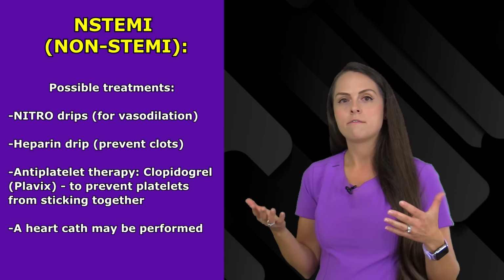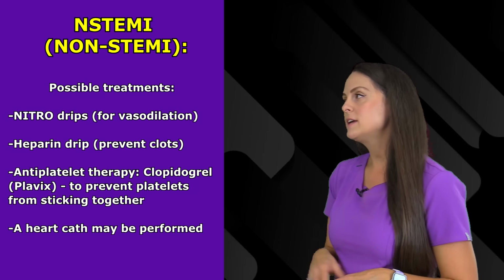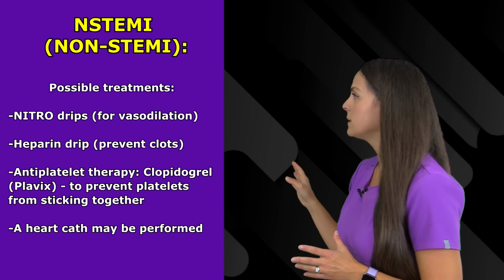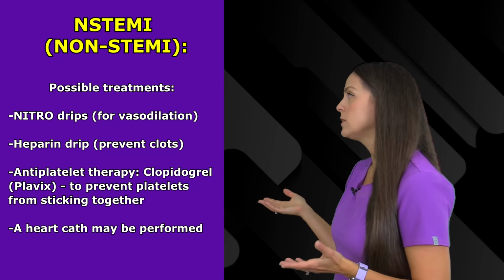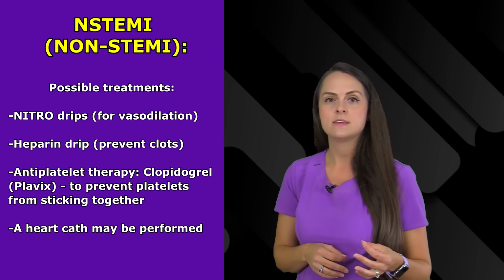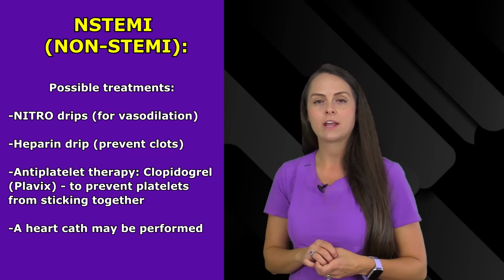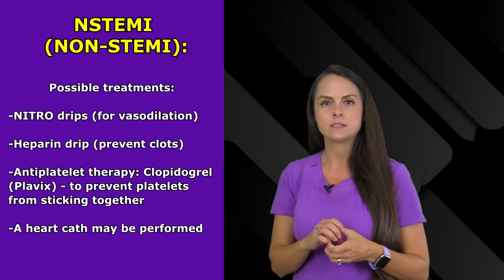further development of thrombus, hence clots, and the patient can be started on antiplatelet therapy through clopidogrel, which the brand name is Plavix, and this will help decrease platelet aggregation and prevent those platelets from sticking together so much.